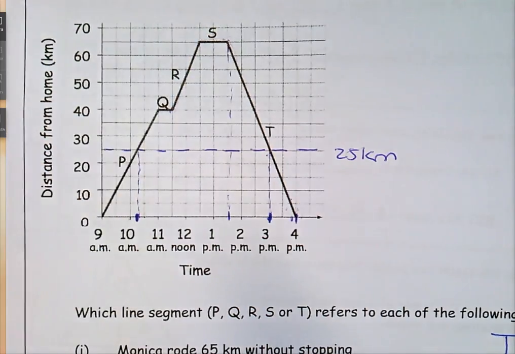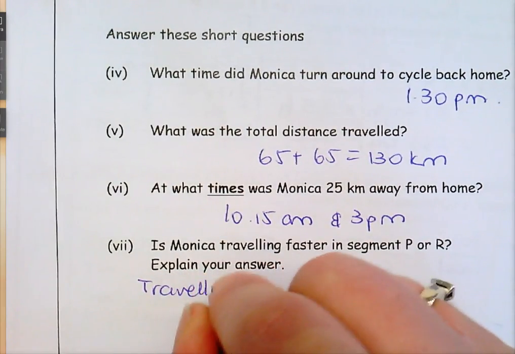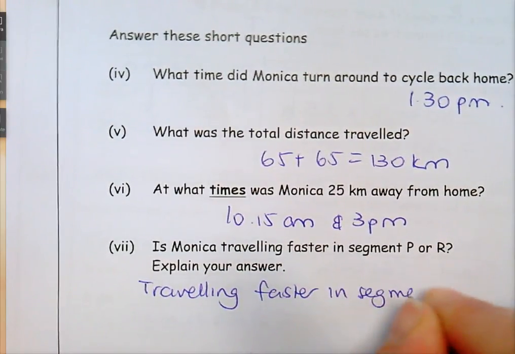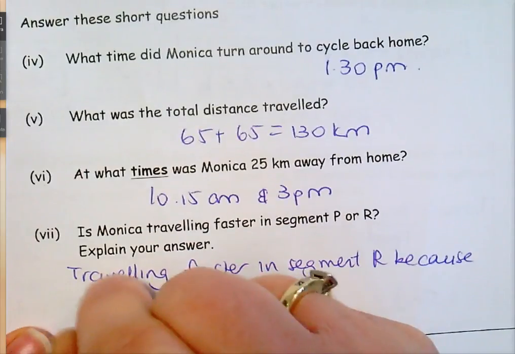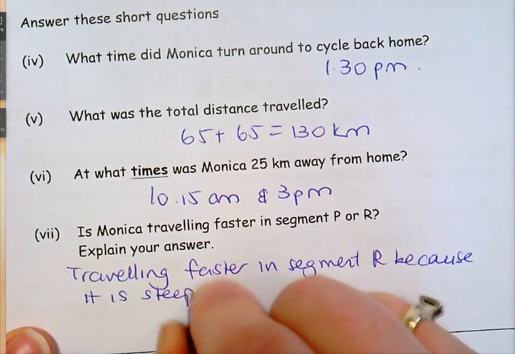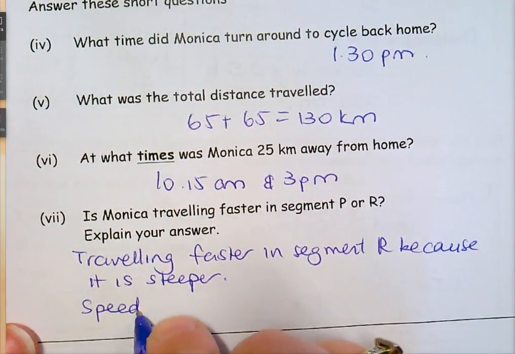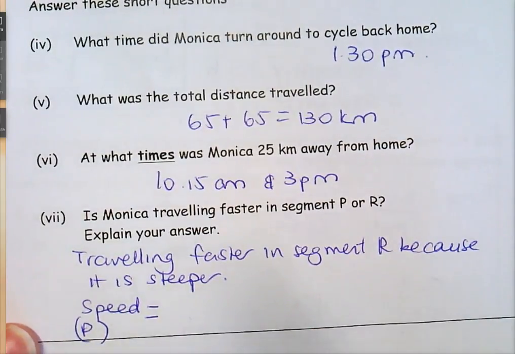R is slightly steeper. So we're traveling faster in segment R. Why? Because it's steeper. Now, let's say you can't tell if it's steeper or not. If you can't tell, the other thing you can do is work out the speed in segment P.